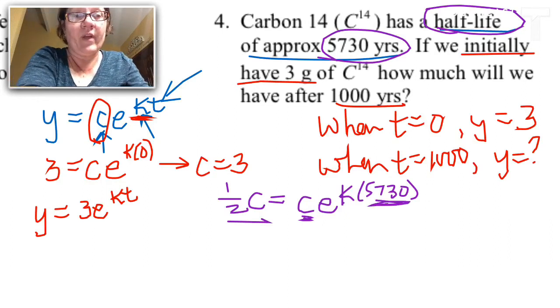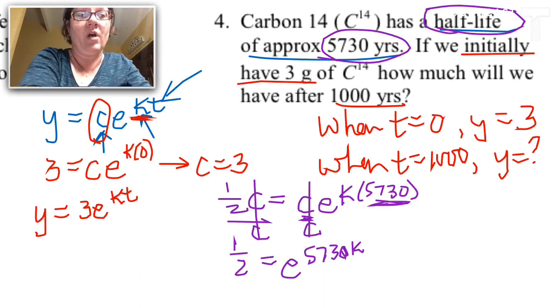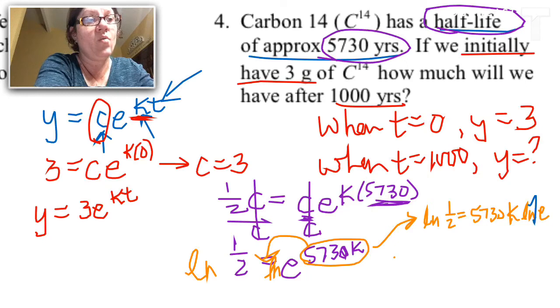And so now, if I divide both sides by c, of course, I could make c cancel out. And so I have 1/2 equals e to the 5,730k. And remember, if I want to solve for a variable in the exponent, I'm going to have to log both sides. And my favorite log is natural log. And of course, this is now going to come down in front and look like this. And I know that this is 1. So if I want to solve for k, I'll divide by that really large number.